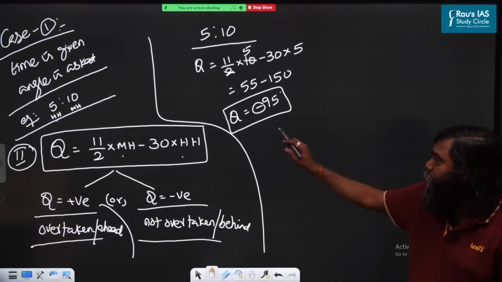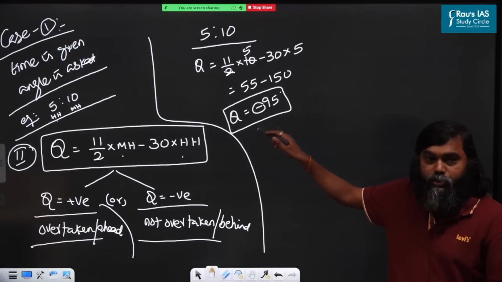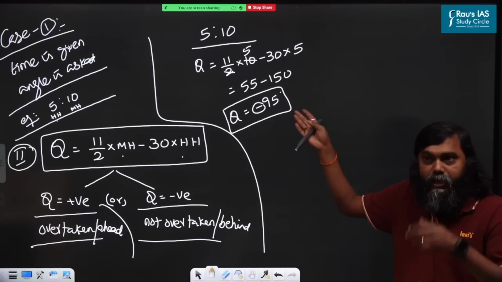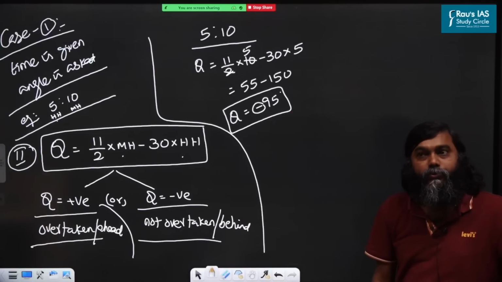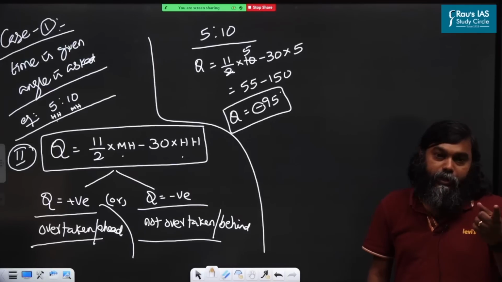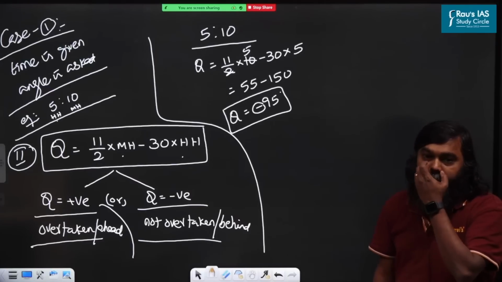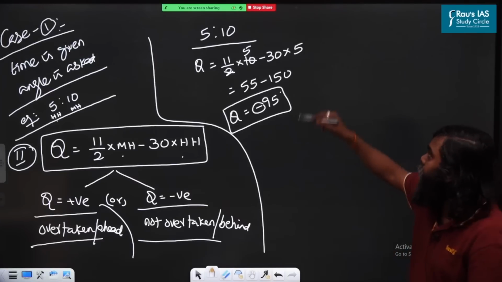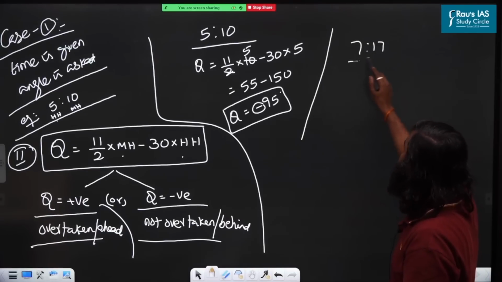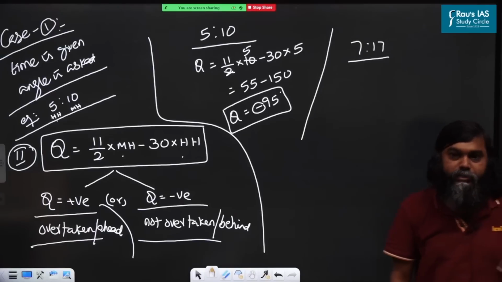So minus means not overtaken. So what is the angle between minute and hour hand at 5:10? This is not in your option. Then what will you do? 360 minus that is going to be the answer. Not understood? Now you tell me. Find the angle between minute hand and hour hand at 7:70. Tell me the answer.